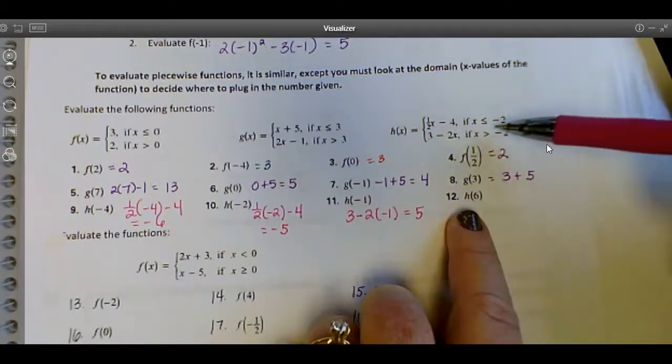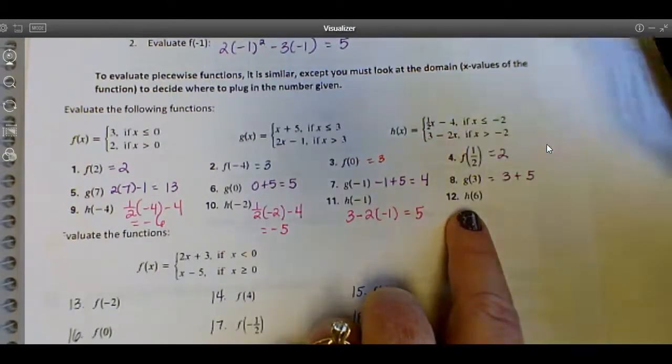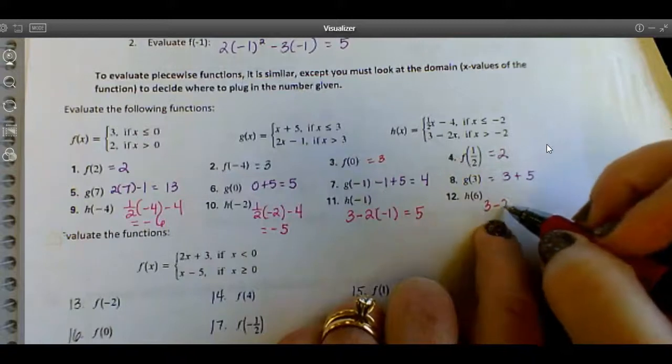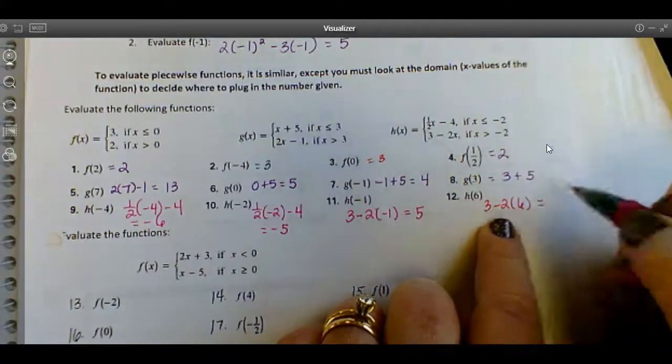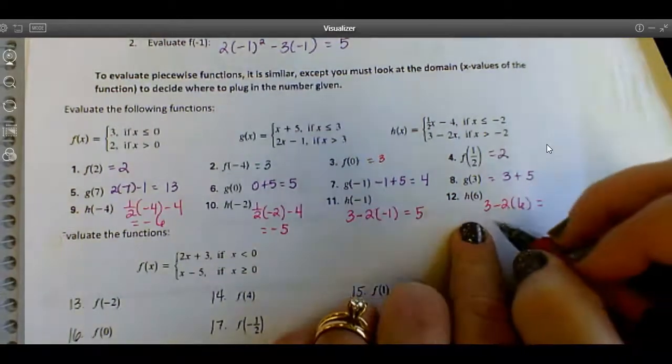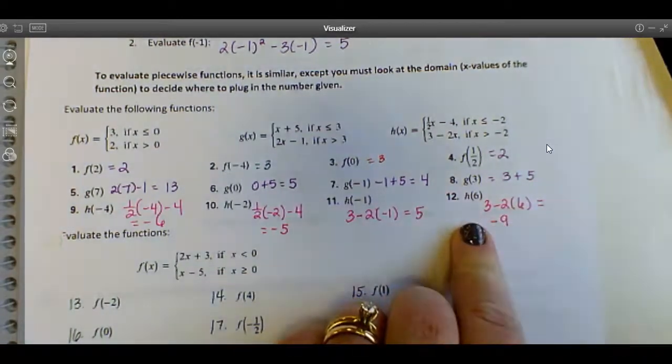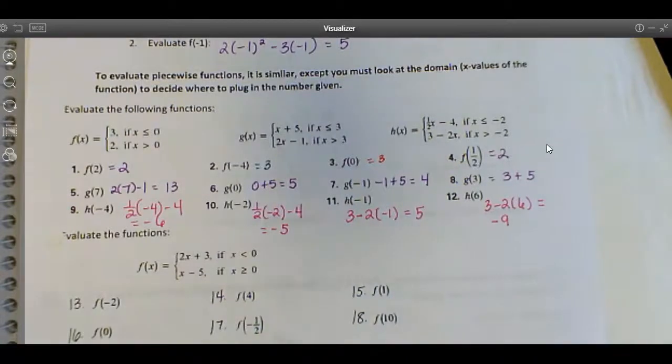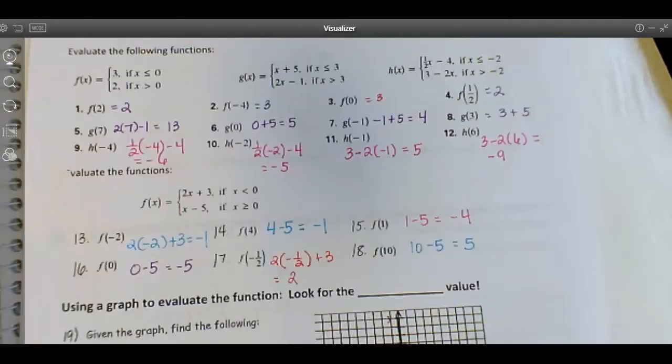H of 6 I know is greater than negative 2, so 6 would go right there. So we'll have 3 minus 2 times 6, 3 minus 12, which is negative 9. So here's the answers on 13 through 18. Just be careful and make sure you're plugging it into the right equation.